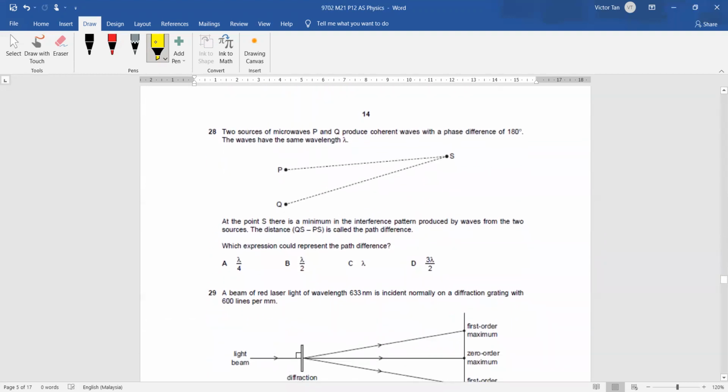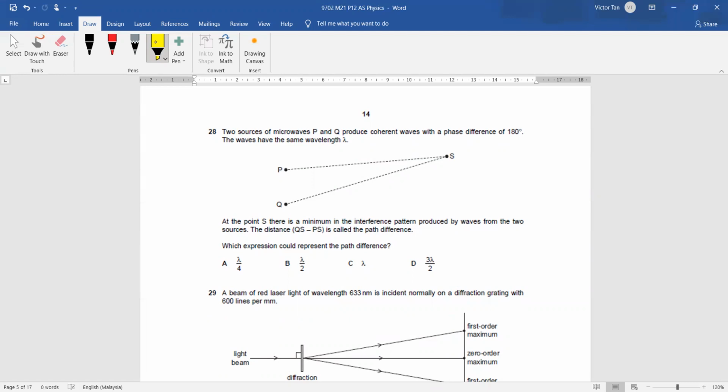Two sources of microwaves P and Q produce coherent waves with a phase difference of 180 degrees. The waves have the same wavelength lambda. At the point S, there is a minimum in the interference pattern produced by waves from the two sources. The distance QS minus PS is called the path difference.